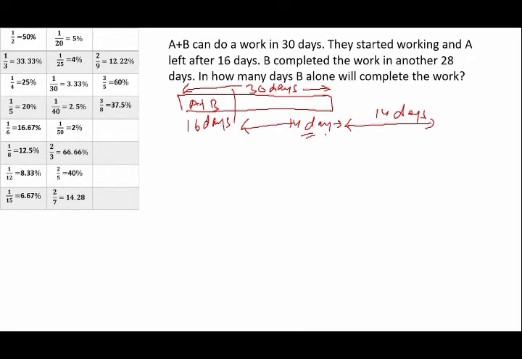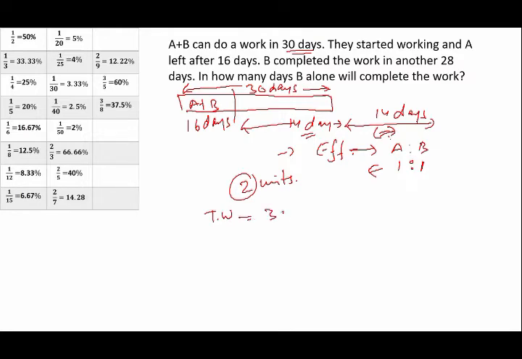It means B and A are doing the same amount of work in the same time. It also signifies that their efficiency is the same, which means the ratio of their efficiency should be 1:1. This tells us that they are doing 2 units of work in 1 day, and it is taking them 30 days to complete the whole work. So our total work should be 30 days into 2, which is 60.